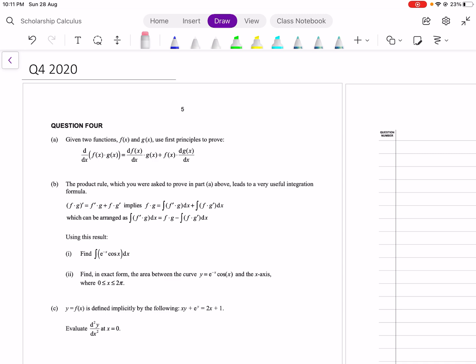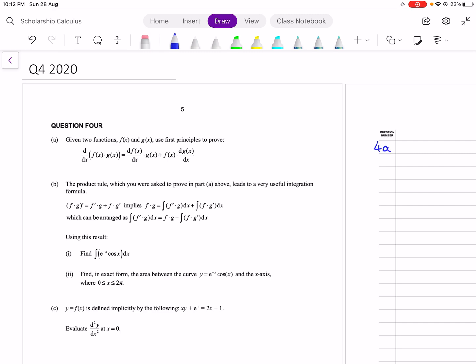4b involves integration by parts, which is beyond NCEA level 3, but only just slightly, and it comes up quite often. And then 4c involves implicit differentiation, which is an application of the chain rule, not in NCEA level 3, but again, just outside of it. So these questions here are quite common, or involve common techniques. Okay, so question 4a.